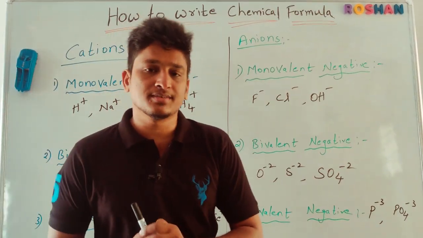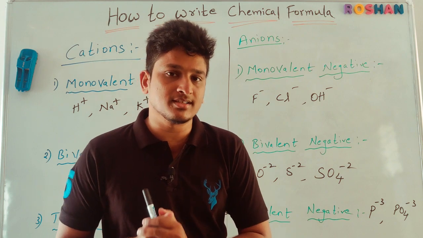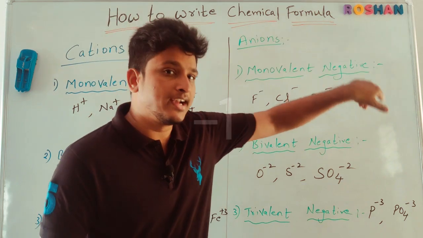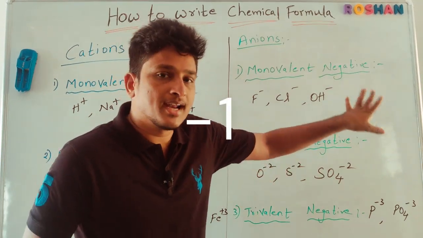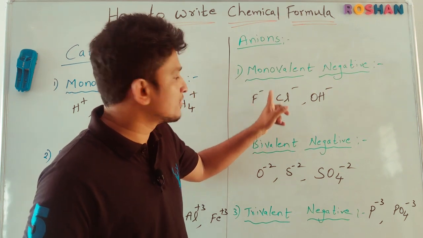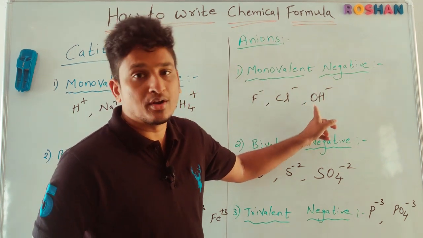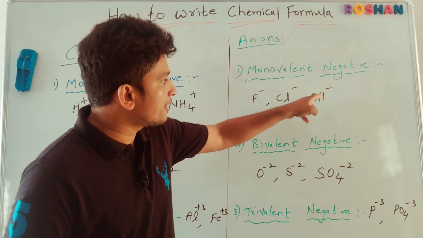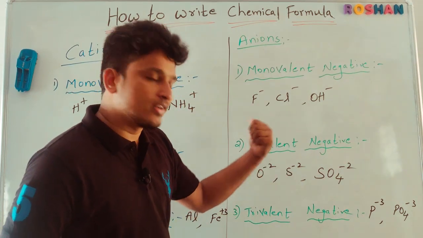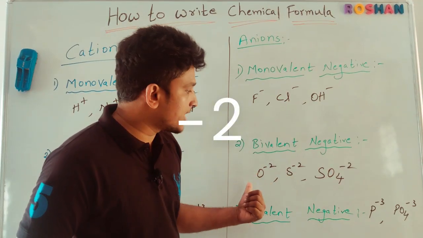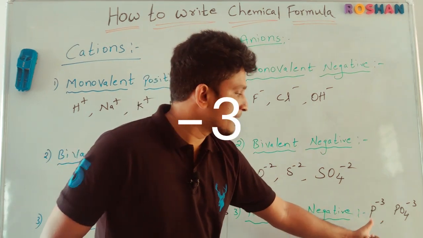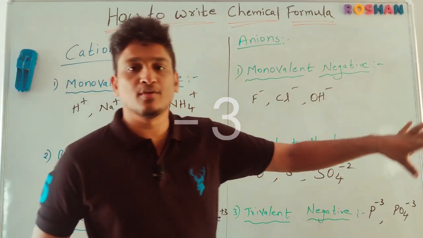Similarly, in the case of anions, which are the negatively charged particles, we also have monovalent, bivalent and trivalent. Monovalent negative ions, or monovalent electronegative ions. Look at the examples. Fluoride, what is the charge? -1. Chloride, Cl -1. Hydroxide, OH -1. Yes or no? All of them have -1 charge. So monovalent negative or electronegative. Bivalent or divalent negative. Look at the examples: oxide, sulfide and sulfate. And trivalent negative. What are the examples? Phosphide, P-3, phosphate, PO4 -3.